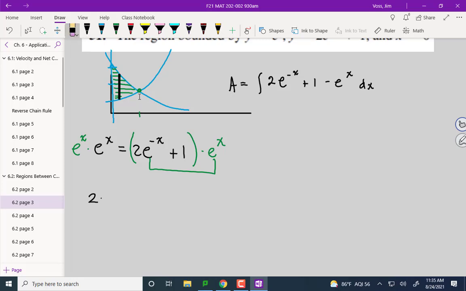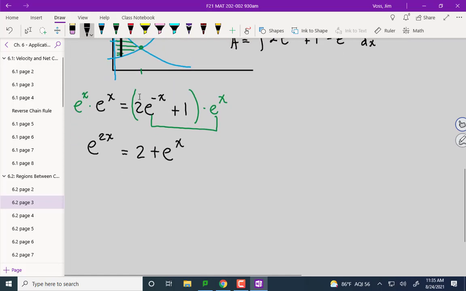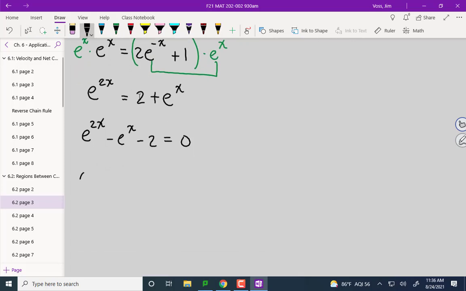So here we have e to the 2x. And then over here, e to the x times e to the x is e to the 0, which is 1. So that's 2 plus e to the x. And then we're going to put everything on one side. This is a standard algebra procedure when you have a non-linear equation: everything to one side and factor. That's easily factorable. This is e to the x minus 2 times e to the x plus 1 equals 0.